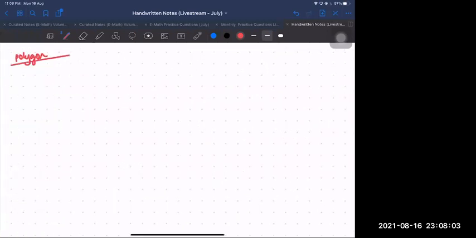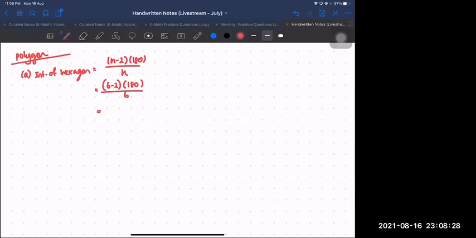For the polygon chapter question, part A, we are looking for the interior angle of a hexagon, which is the formula n minus 2 times 180 divided by n. Which is 6 minus 2 multiplied by 180 divided by 6. Final answer is 120. So this is the answer for part A.